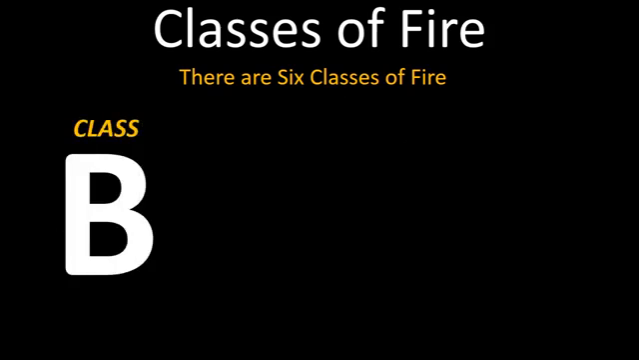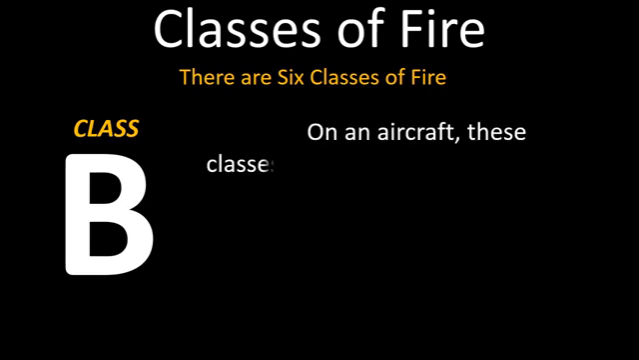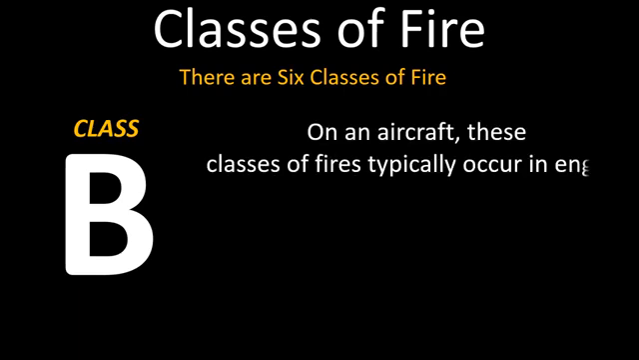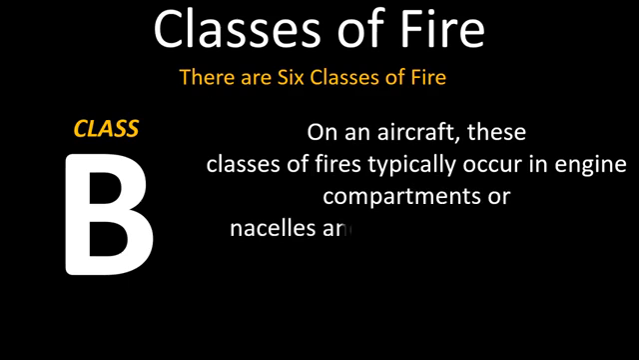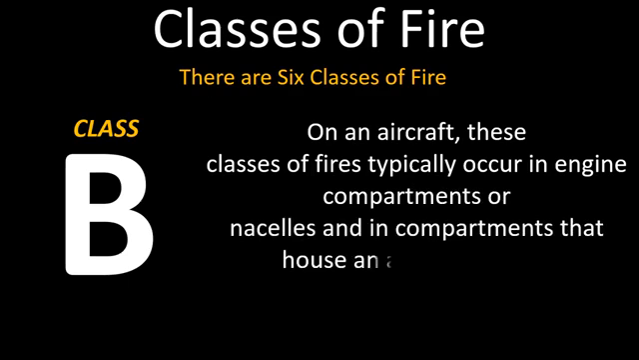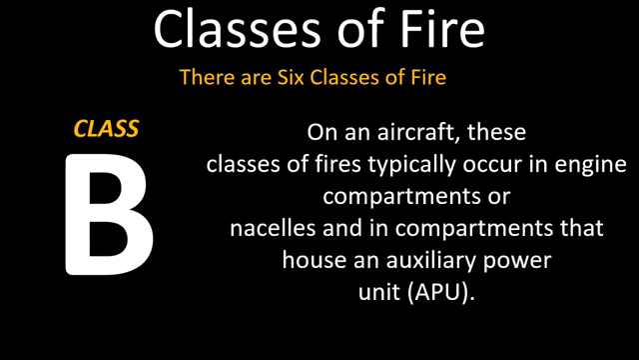Class B fires are composed of combustible liquids such as gasoline, oil, jet fuel, and many of the paint thinners and solvents used in aviation maintenance. On an aircraft, these classes of fire typically occur in engine compartments or nacelles and in the compartments that house an auxiliary power unit. Since operating temperature within these areas can be extreme, overheat detection systems which sense the rate of temperature rise are often used to monitor the zone for the presence of fire or overheat conditions.